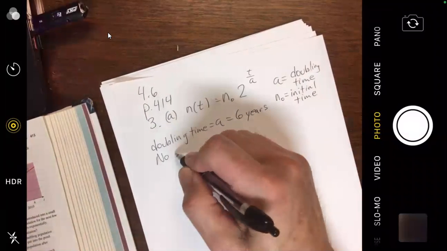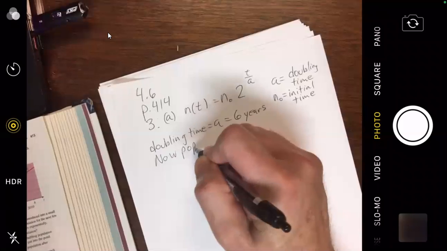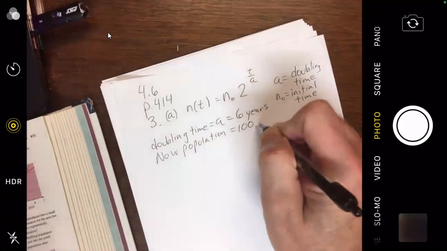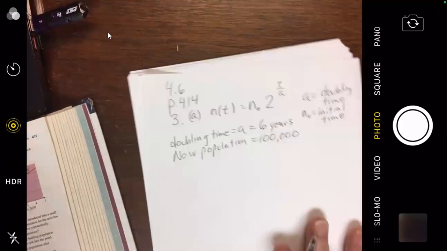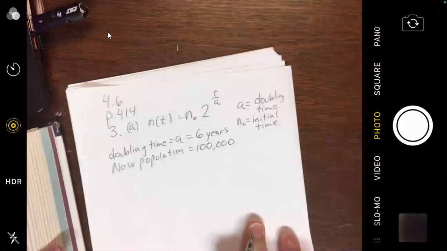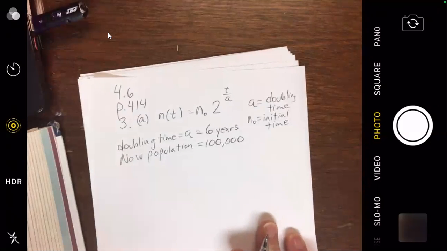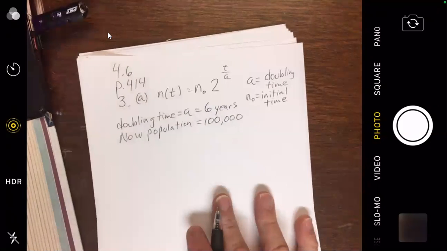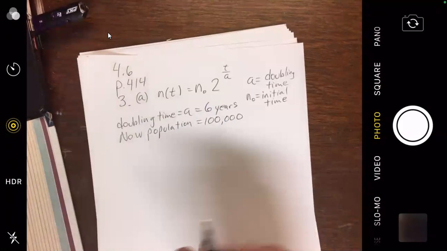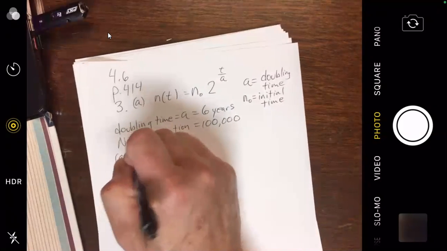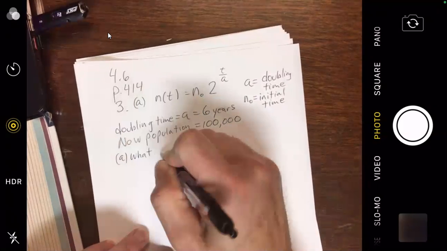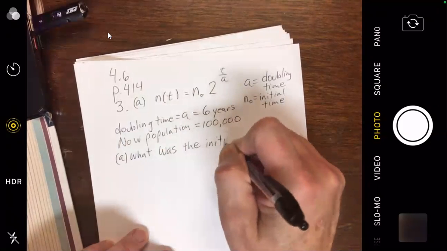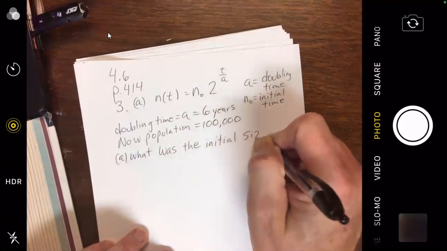Now, population, wonder how they know it's 100,000. Somebody sit down literally and go 1, 2, 3, all the way up to 100,000. So strange what they think they know. Okay, what was the initial size?